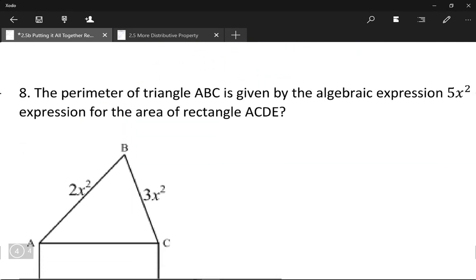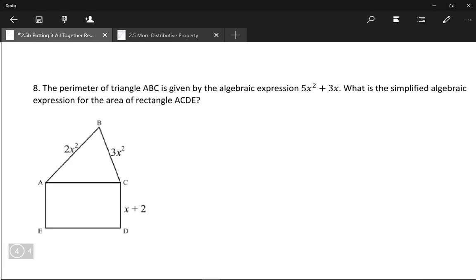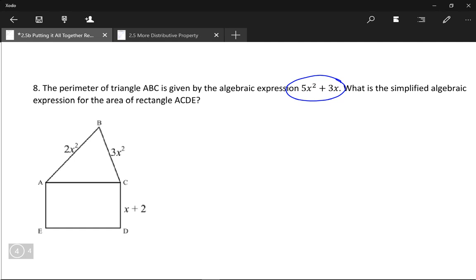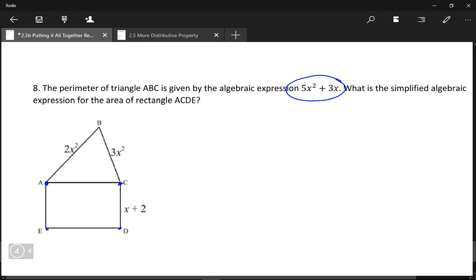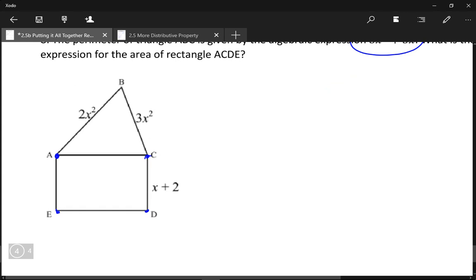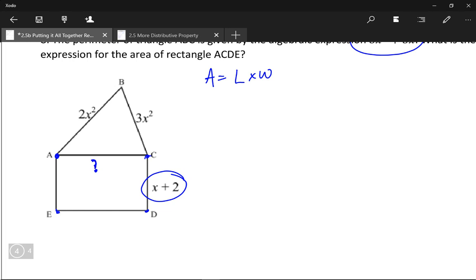Okay. Next one. This is where it starts getting challenging. This is the kind of thinking question that I might give you on the test. The perimeter of ABC is given by this expression, 5x squared plus 3x. What is the simplified algebraic expression for the area of the rectangle ACDE? So for the area of the rectangle, area equals length times width. I have the width here. What I need is the length. So the question mark for the length. How do I find the length? You subtract by using the perimeter.